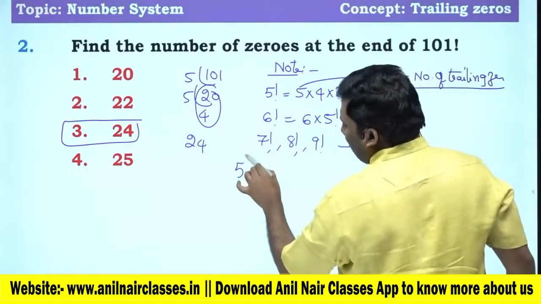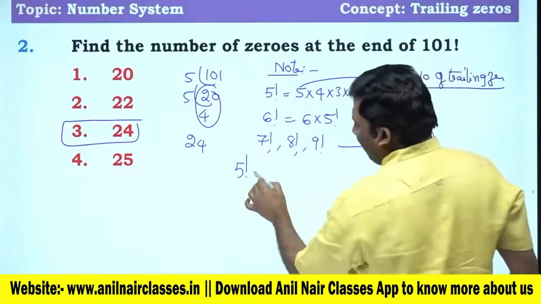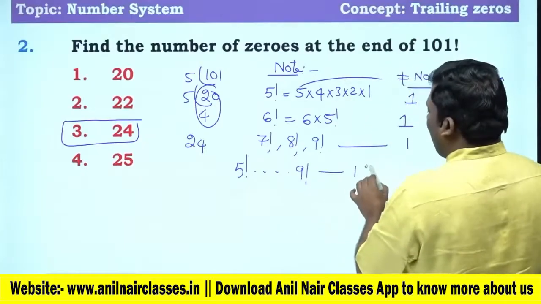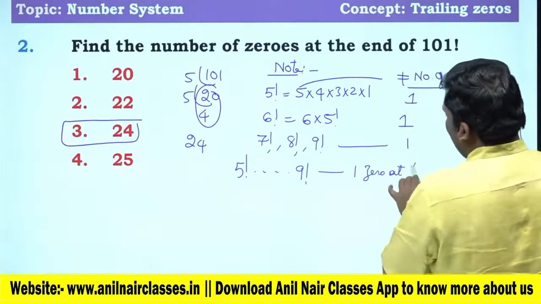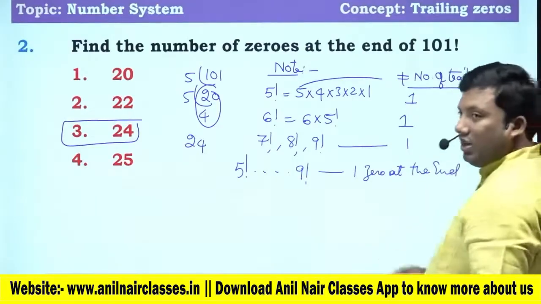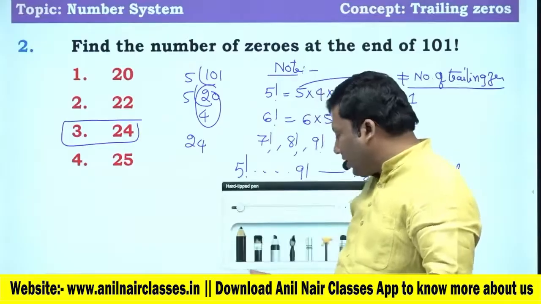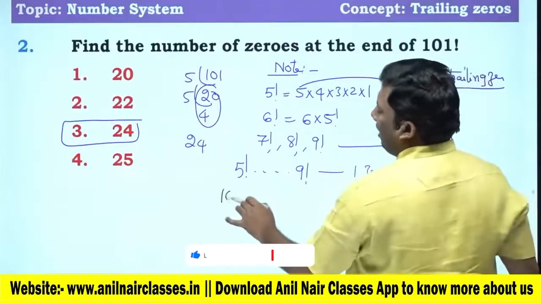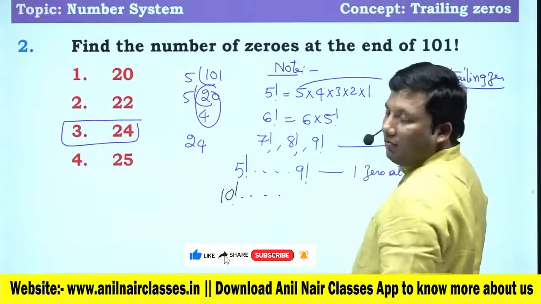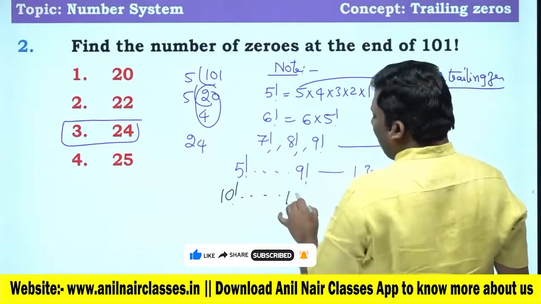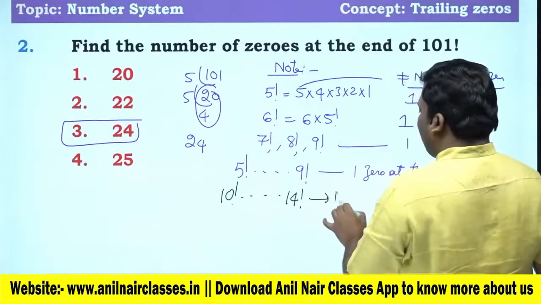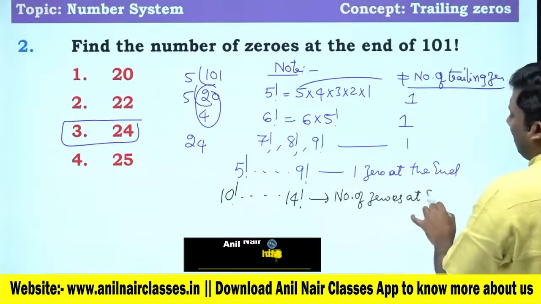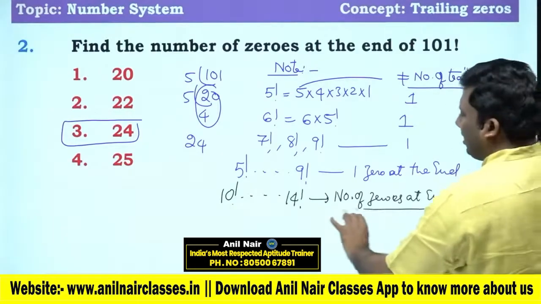That means starting with 5 factorial, till you get the next number which is a multiple of 5, all will have 1 zero at the end. This line is extremely important to me. Listen carefully, sir. Starting with the number which is a multiple of 5, starting with 10 factorial, till the number which is 1 less than the next multiple of 5, 14 factorial, the number of zeros at the end will remain the same. In this case, it is 2.